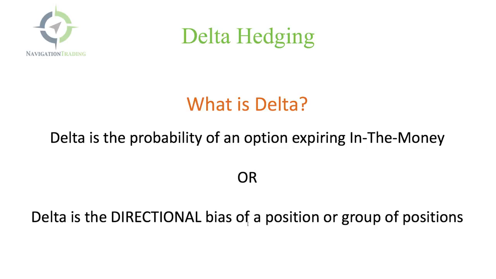Now, let's talk about the second reference to delta, and this is the one that we're going to focus more on for the rest of this video, and that is delta is the directional bias of a position or group of positions. Okay, so just think of delta as direction. If you're long delta, you want that stock to go up to benefit your position. If you're short or negative delta, you want that stock to go down to benefit your position.